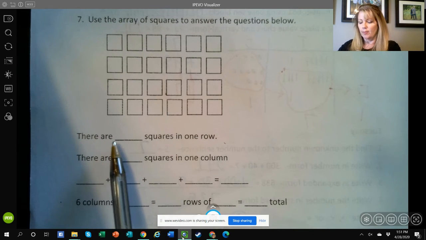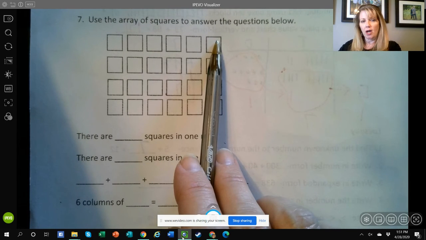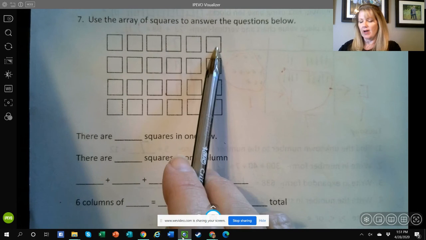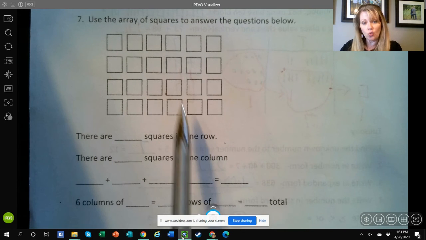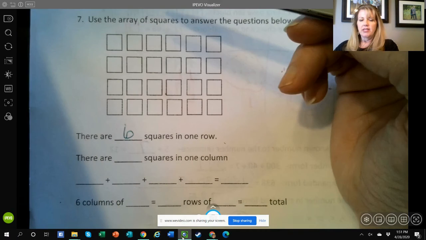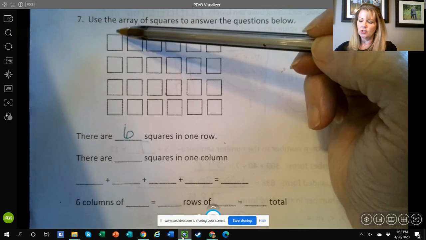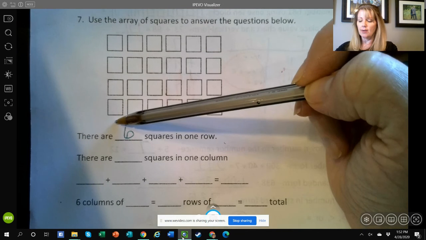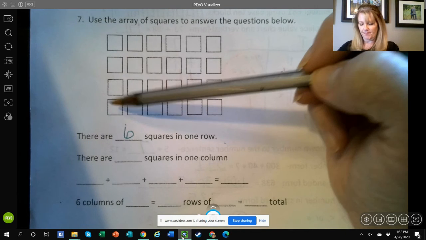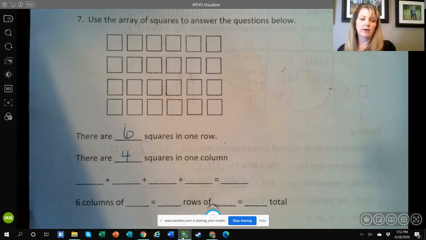There are blank squares in one row. Okay, this is a row going across. How many squares? Well, let's count them. 1, 2, 3, 4, 5, 6. There are 6 squares in one row. There are blank squares in one column. So the columns come down. How many squares are in this column coming down? Let's count them. 1, 2, 3, 4. There are 4 squares in one column.